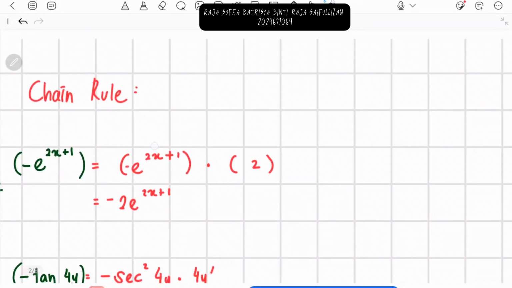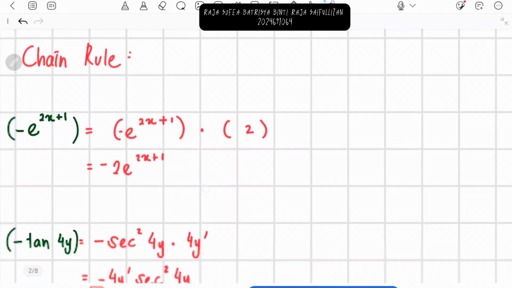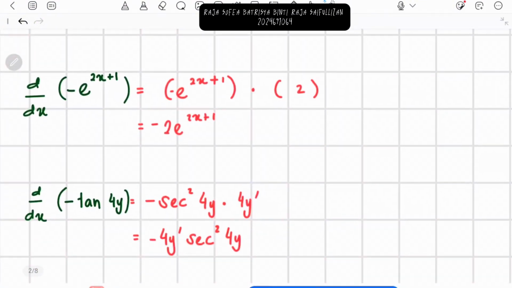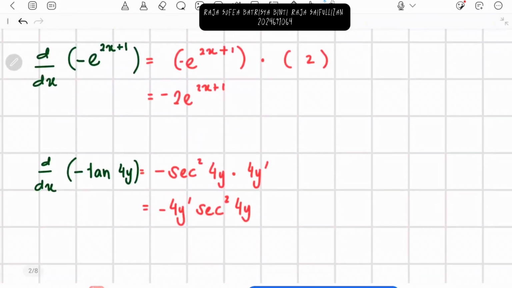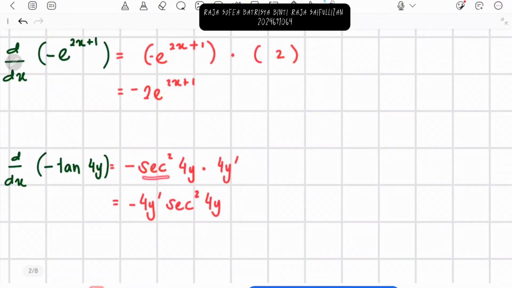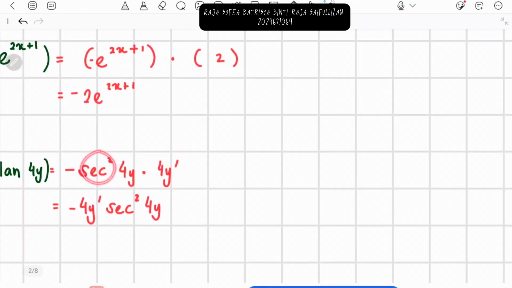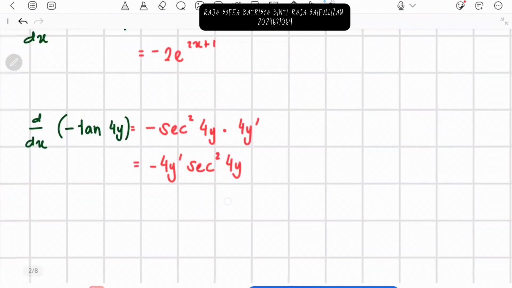First, we need to copy back the equation and multiply it with the derivative of the power, and we got 2. Solve it and we got this answer. Next, we need to differentiate the negative tan 4y using the same method, which is the chain rule. First, differentiate the tan, we got secant power of 2. Differentiate the 4y, we got 4y prime. And this is the answer.